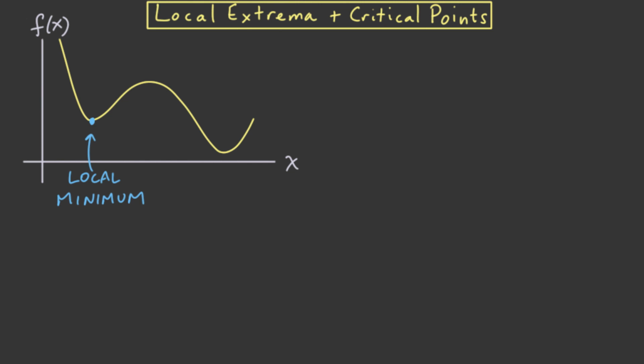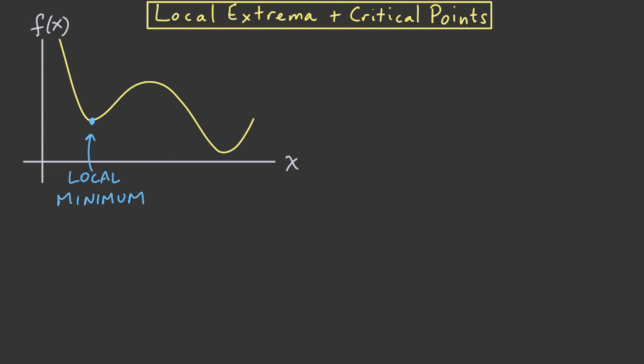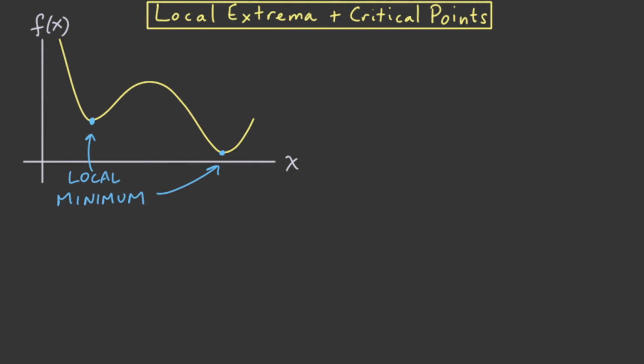The word local reminds us that we don't have to go very far. Just as long as the point is the minimum value of f in this tiny neighborhood, then it's a local minimum. Similarly over here, this point is also a local minimum, since it's the lowest in this small part. Now, this point might also be where f takes its overall or global minimum, or it might not if f does something like this over here. But it's definitely at least a local minimum.